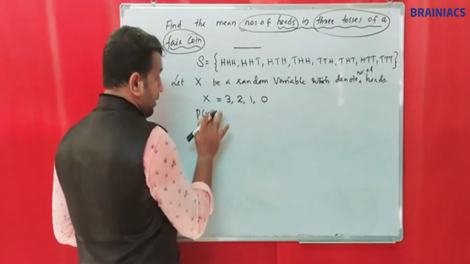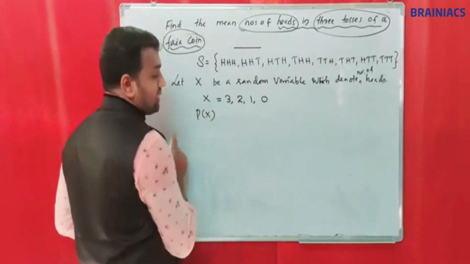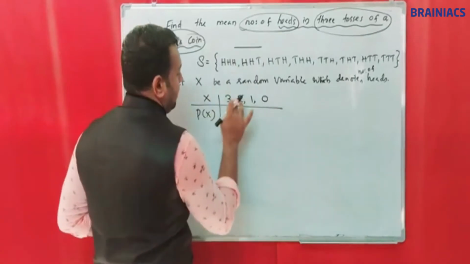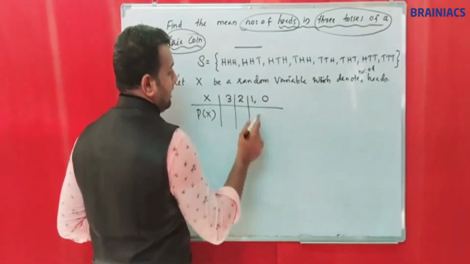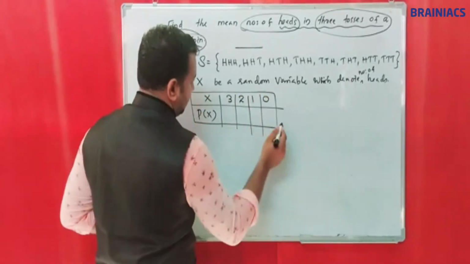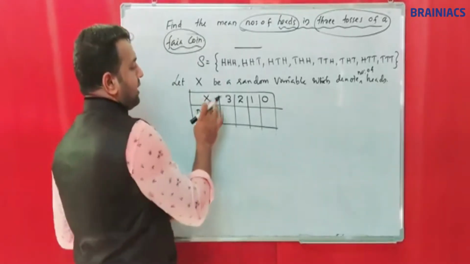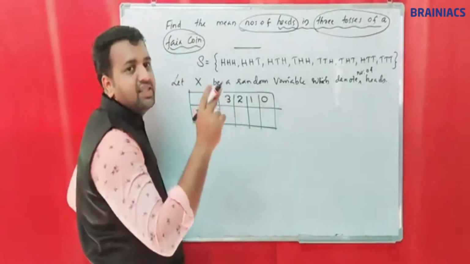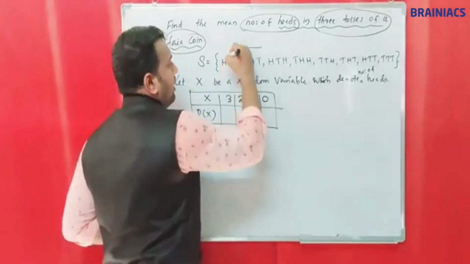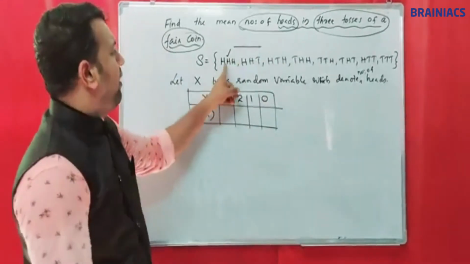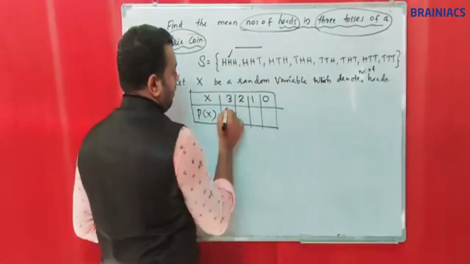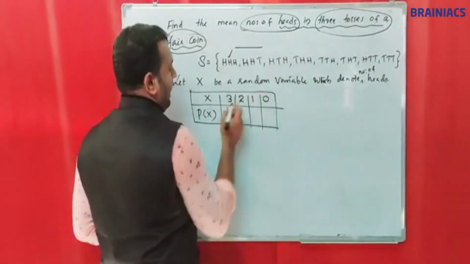We can construct a probability distribution table by looking at this sample space. We can construct it very easily. P of X for X equal to 3 means there are 3 heads. In 3 heads, there is only one case which has 3 heads. So the probability for 3 is 1 by 8, out of a total of 8.